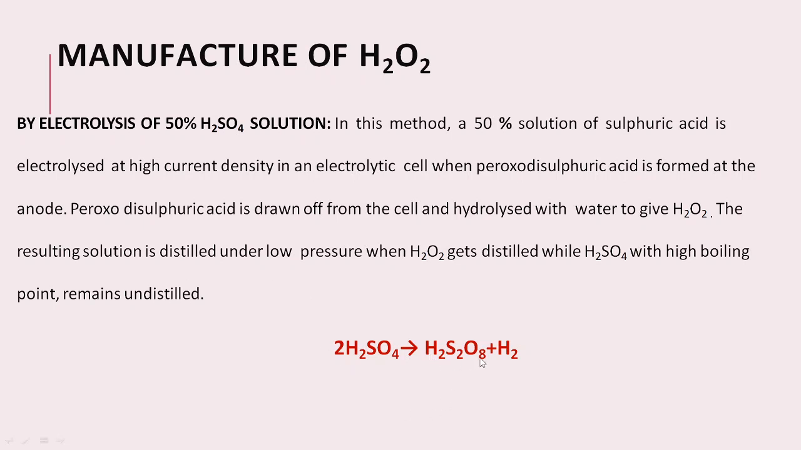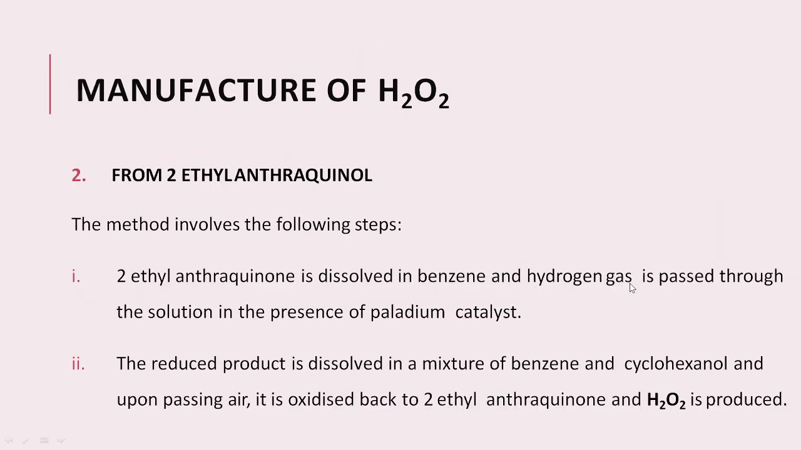This is the peroxodisulfuric acid. When this peroxodisulfuric acid is treated with water again, we get this hydrogen peroxide. The next method is again a very costly and lengthy process. So these processes are not normally used, but yet it is prepared from 2-ethyl anthraquinol. This is a chemical, 2-ethyl anthraquinol.